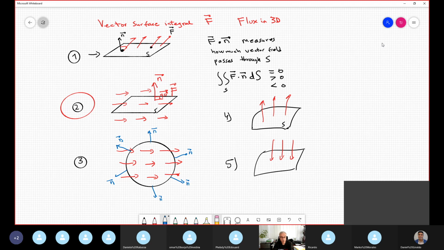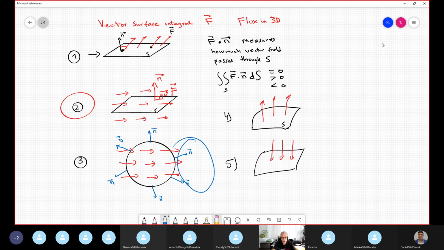Es 0. Es 0 because sometimes, for example, in that part is in the same direction. O sea, some vector field go out the surface. Some vector field, the same amount, go inside the surface. And here in the top, in the bottom is 0 because it's 90 degrees. So it's 0 again. So the flux is 0 in this example. The flux is 0 in this example. The flux is positive in this example.